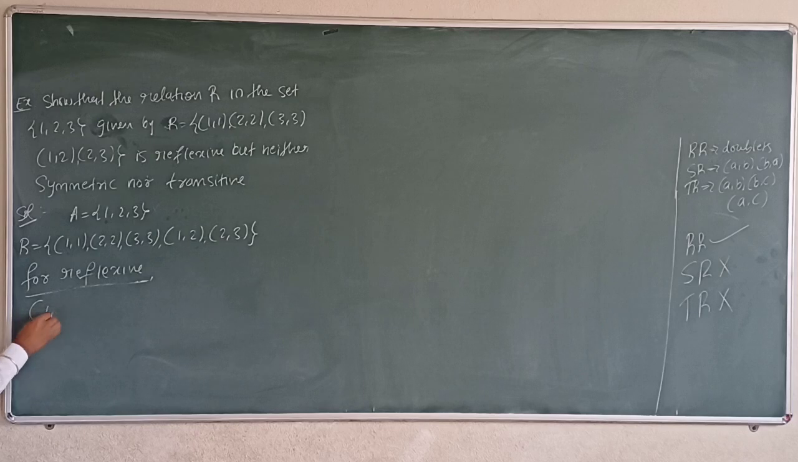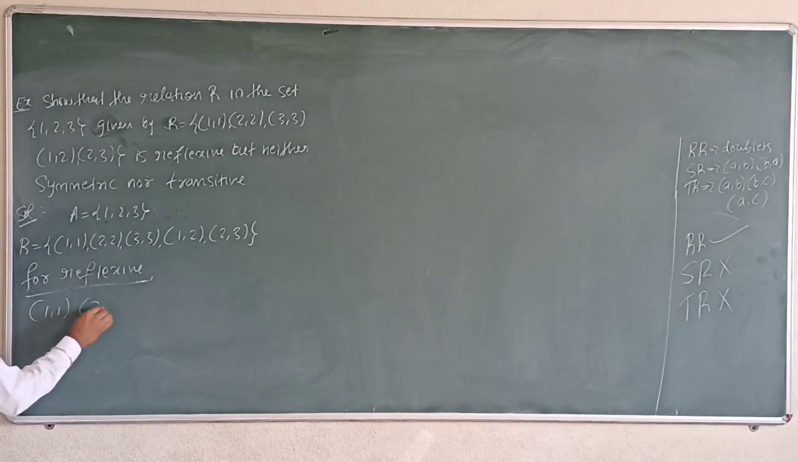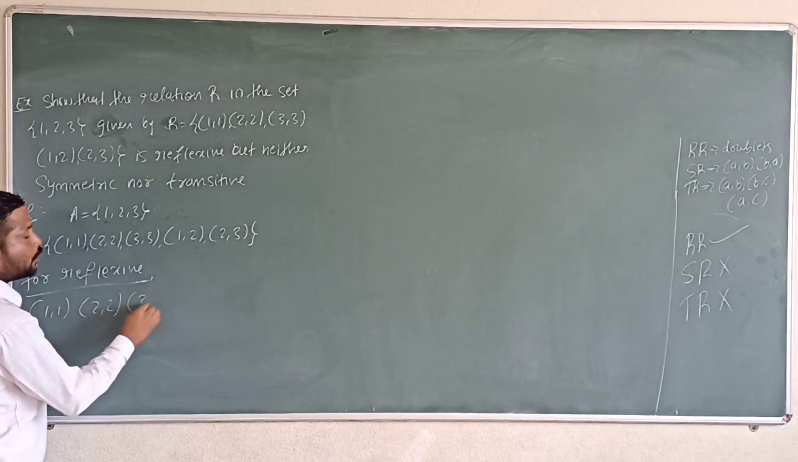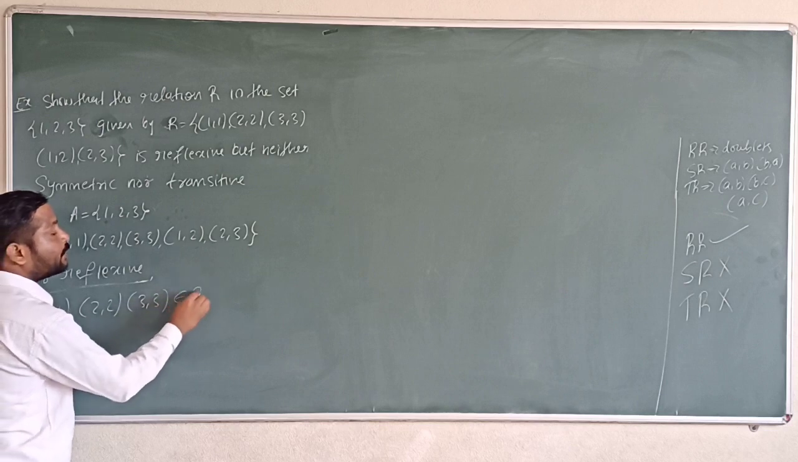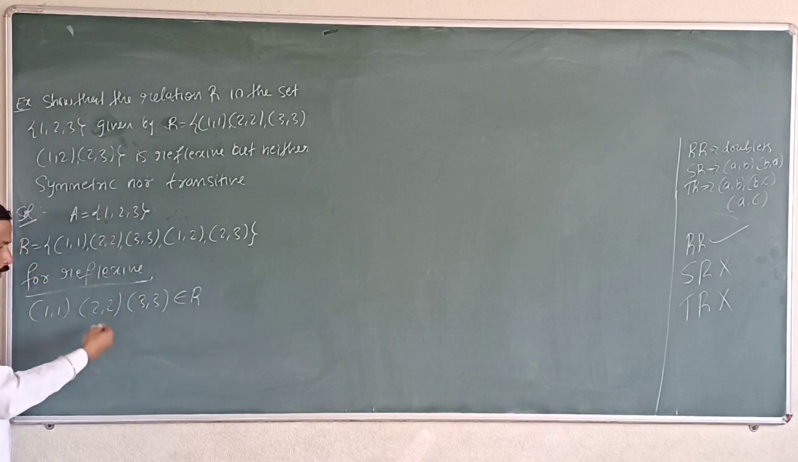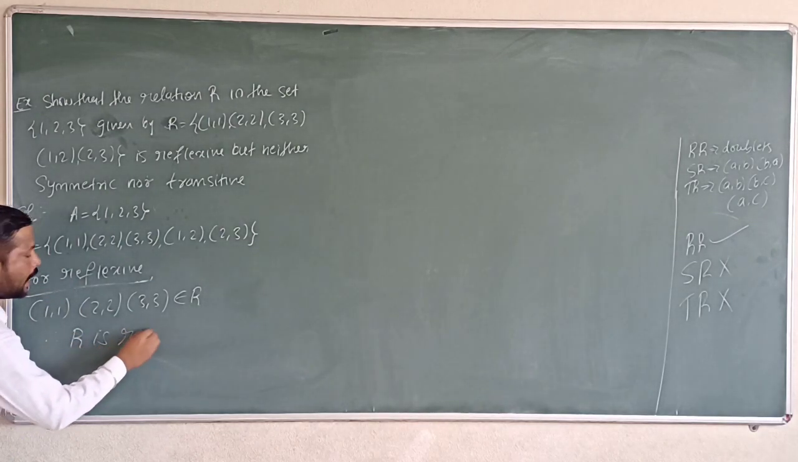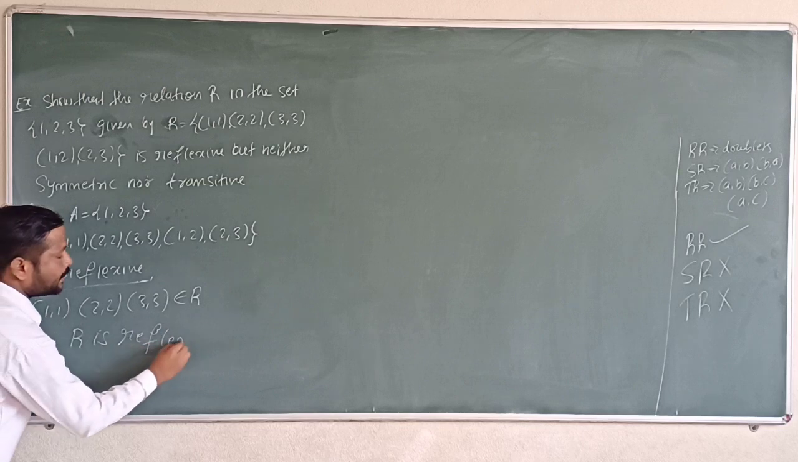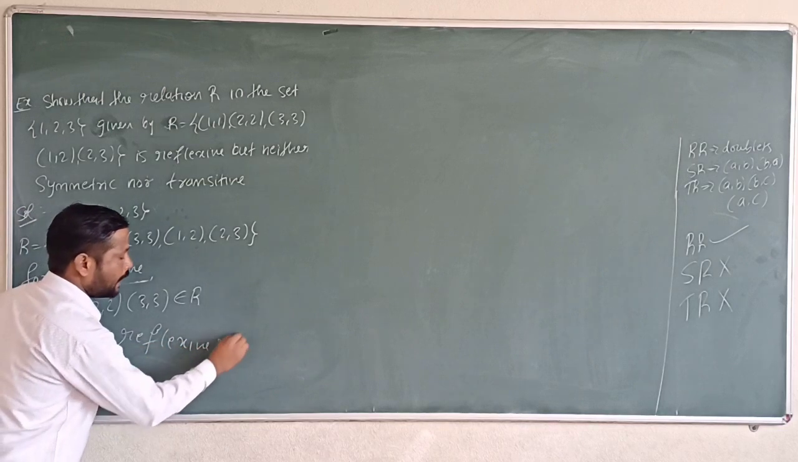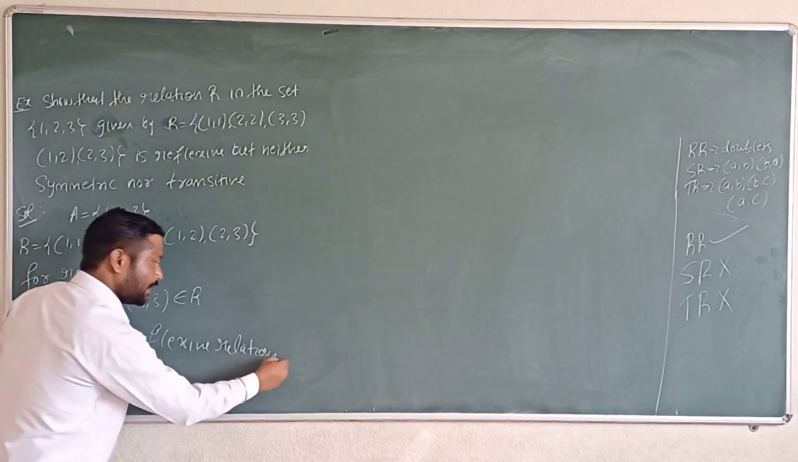So therefore because 1 doublet is there, 2 doublet is there, also 3 doublet is there, it belongs to R. 1 1 is there, 2 2 is there, 3 3 is there. So therefore R is what here? R is a reflexive relation.